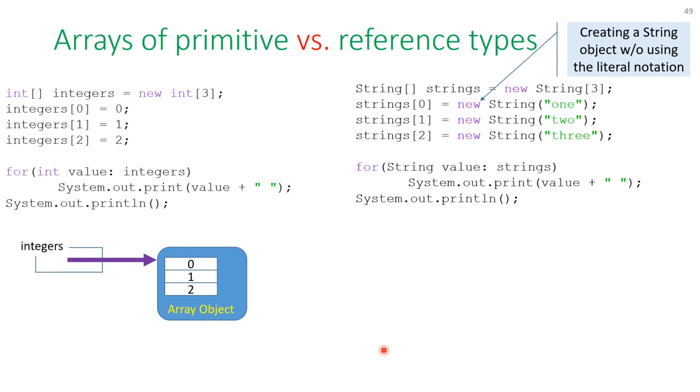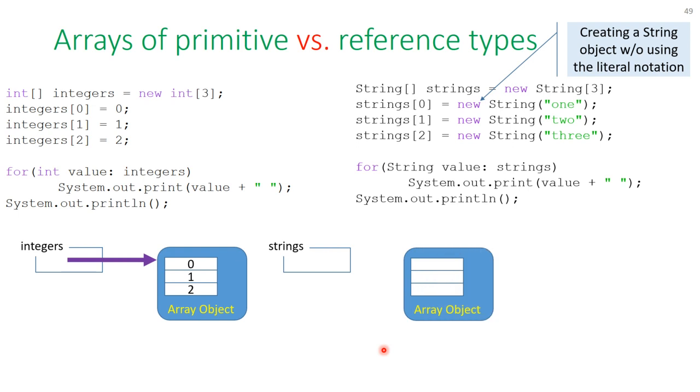For every value of data type string inside of strings, System.out.print the value and a space, and then println outside the loop. Inside the memory, strings is still a reference variable. It lives on the stack, and it contains a reference. I created an object of class array of string here, so this lives on the heap, the memory area called the heap, and it contains 3 slots.